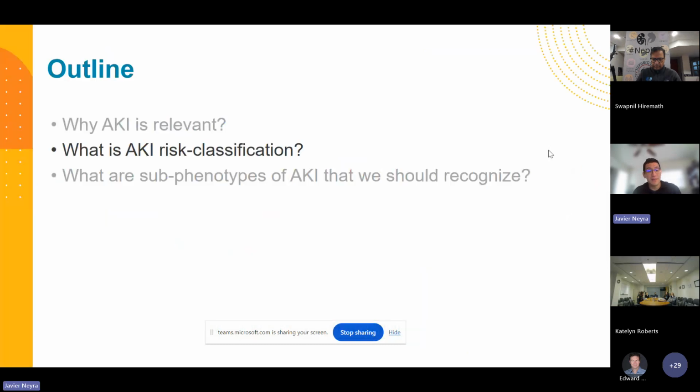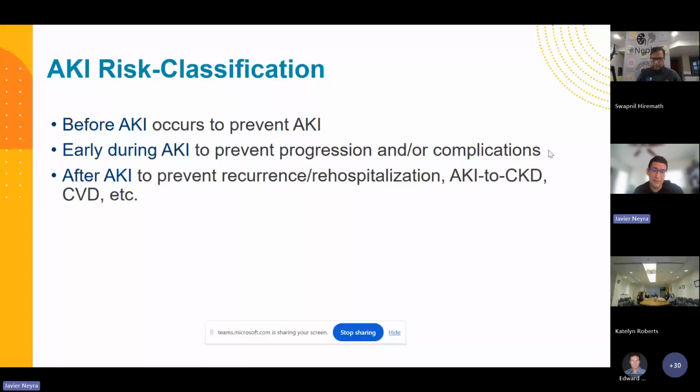So with that, I hope I convey the message that AKI is a relevant condition, and I give you some angles where you can improve your care beyond your initial recognition of these patients in the hospital. Now, when we talk about risk classification of AKI, we can organize ourselves according to the timeline, the continuum of AKI. So we can risk classify a patient with AKI before AKI occurs, ideally.